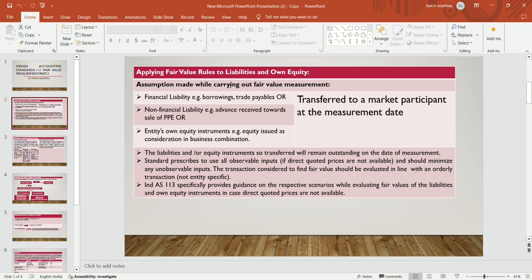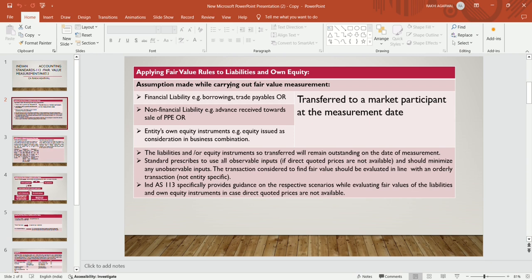The transactions considered to find fair value should be evaluated in line with an orderly transaction, not entity specific. Means it is saying that the transaction considered to find fair value should be evaluated in line with an orderly transaction. These transactions are not entity specific.